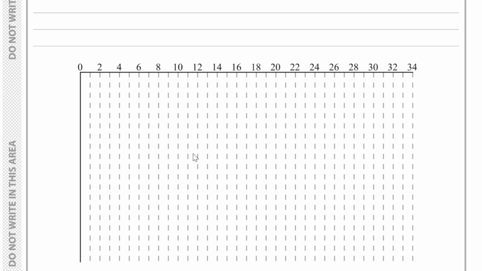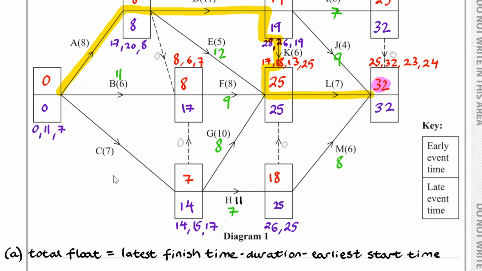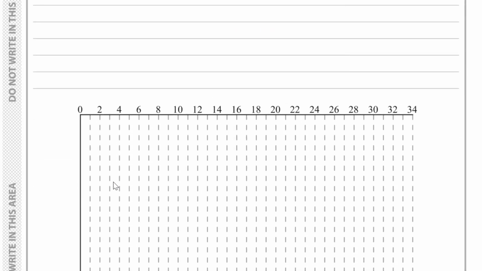Right, so I think the first thing to do is start off with A, B and C. Those have durations 8, 6 and 7. So if we start off with A, that has a duration of 8. So let's just box that off. So we have A over here, and then B that has a duration of 6. So that takes us up to here, and C has a duration of 7. So that would take us up to here. Right, let's just fill those out. We have A, B, and C.